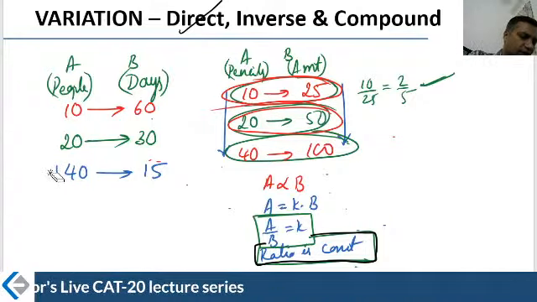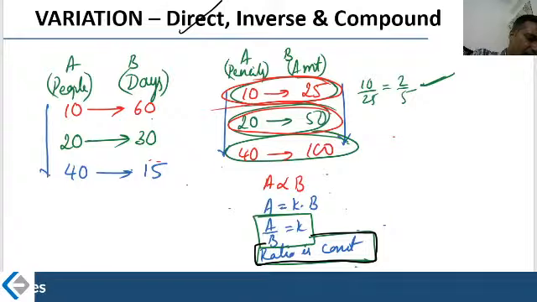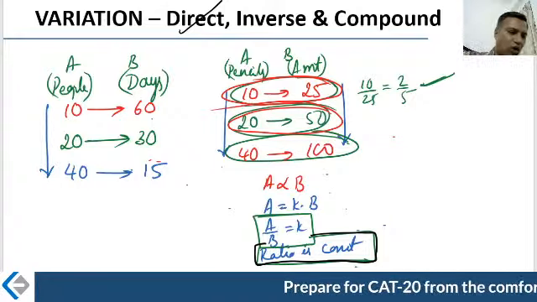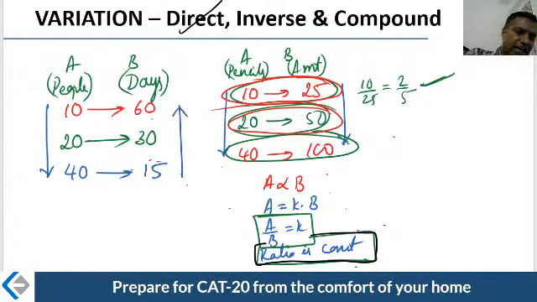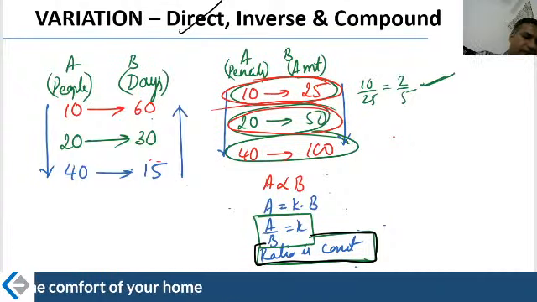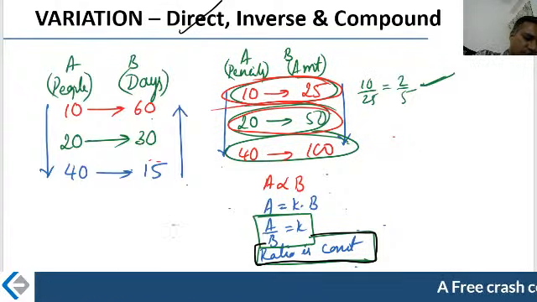Now what is it that you are trying to say? You are trying to say that as I am increasing the people from 10 to 20 to 40, the number of days are getting reduced. Already, if there are 10 people, I wanted 60 days, 20 people, 30 days, 40, 15. Look, there is a proportion there. Inversely proportional, that's right. As you said, it's inversely proportional.